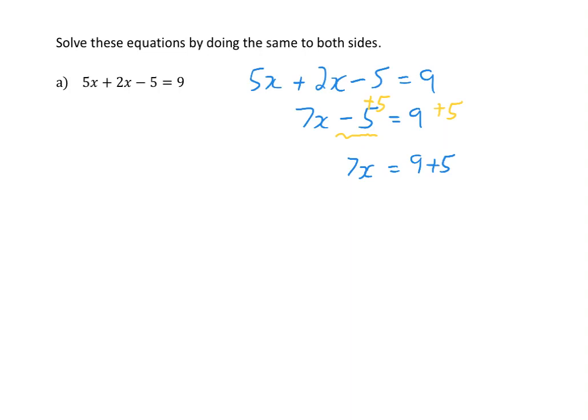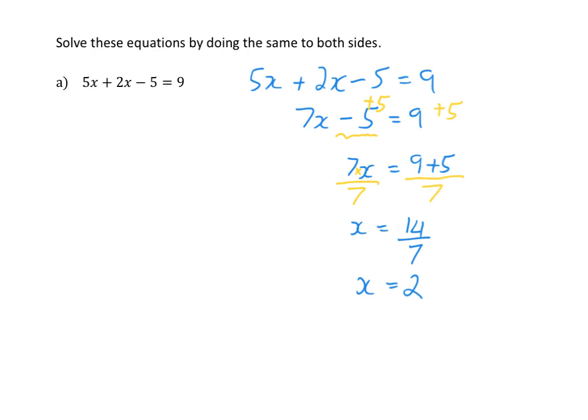Now I can do my next step, which is to continue to try and get x by itself. At the moment, I'm multiplying x by 7. So the opposite of multiplying by 7 is dividing by 7. What I do to the left-hand side, I also need to do to the right-hand side. So the equation becomes x is equal to 14 divided by 7. So x is equal to 2.